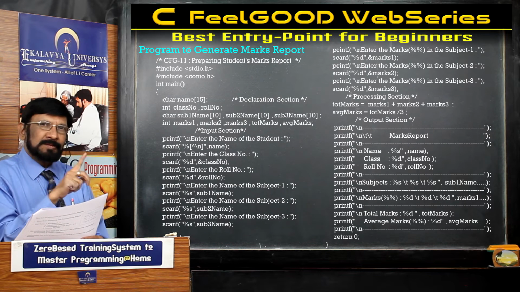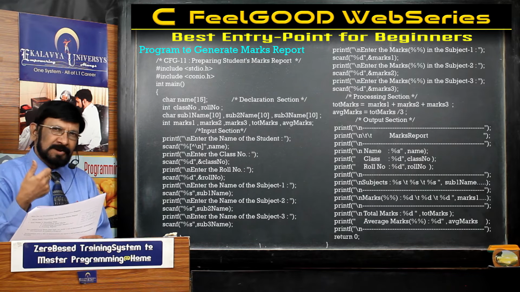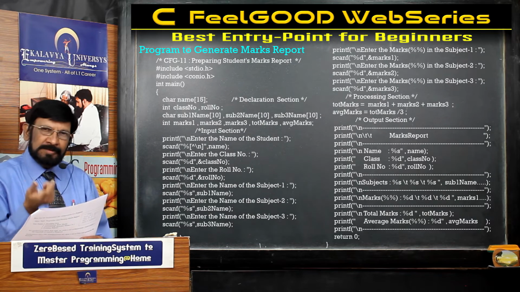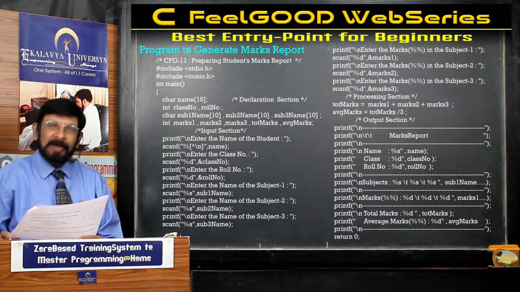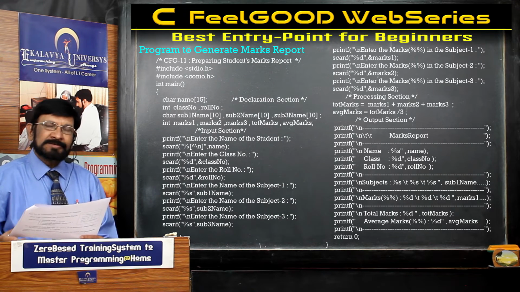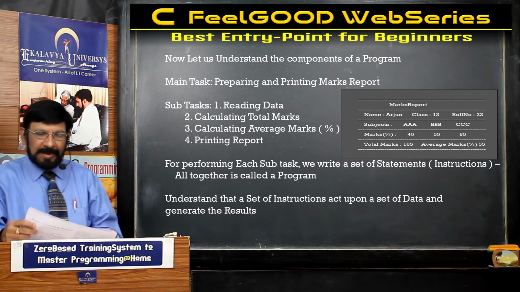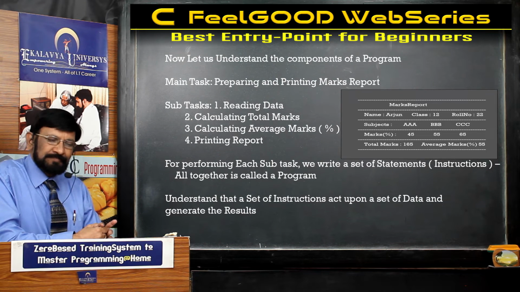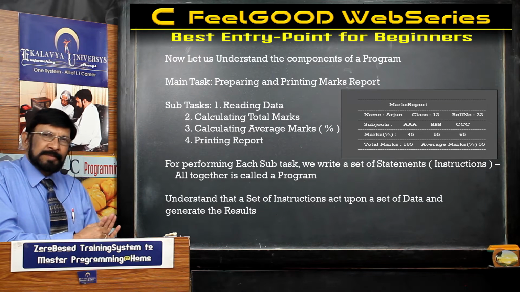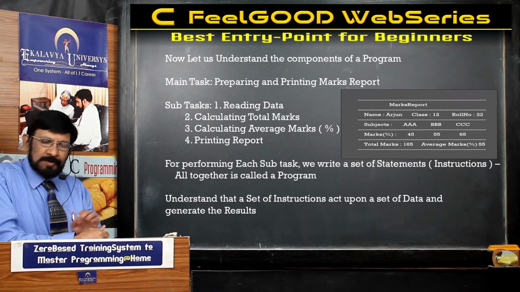Because of that, whatever predefined task, whatever predefined result you are expecting, that is what gets done, and the marks report is printed. This is the secret of a computer program. You have to understand this practically. Okay. Now let us analyze that for a better understanding. Actually, what is the main task of this program? Preparing and printing a mark report like this.